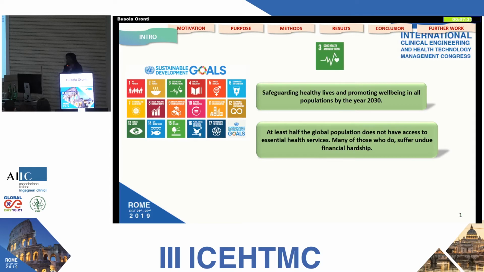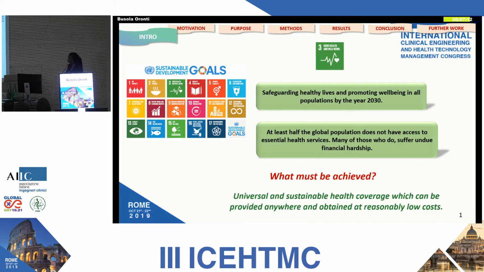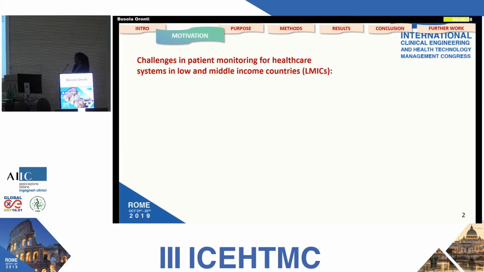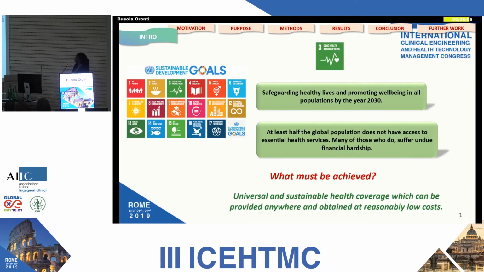From data gathered by the UN, they were able to determine that at least half the global population do not have access to essential health services. And many of those who do suffer undue financial hardships. So the question to ask is, what do we need to achieve so that goal number 3 can be established? Obviously, universal and sustainable health coverage, which can be provided anywhere and obtained at reasonable low cost.